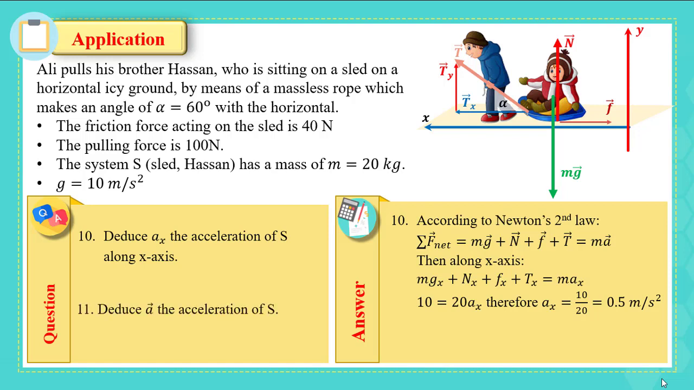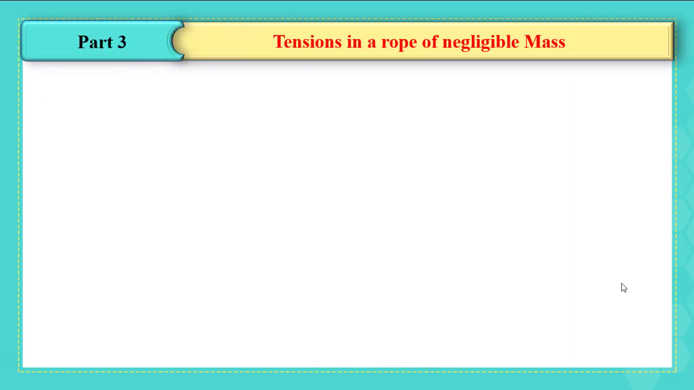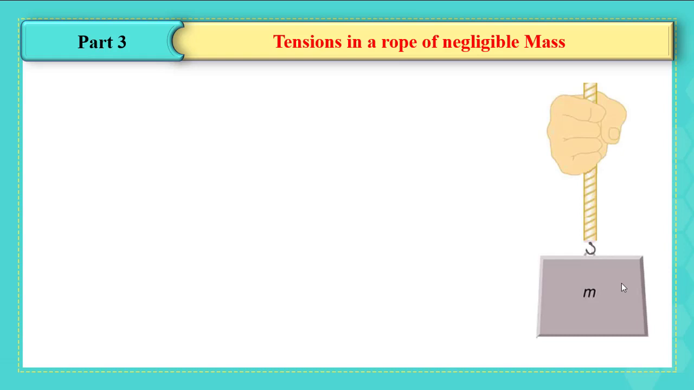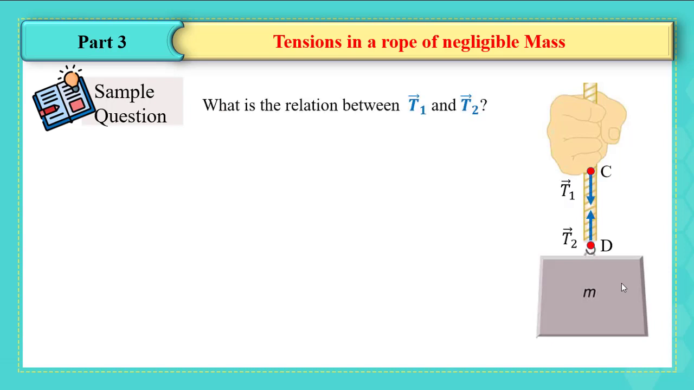The last question. Deduce a vector, the acceleration of S. The acceleration then is just along x-axis, and it is written as 0.5 i vector. The last idea to mention is tension on a rope of negligible mass. Consider a hand pulling a mass M by means of a rope of negligible mass. Take this sample question. What is the relation between T1 and T2, where T1 is the force of tension acting on the hand and T2 is the force of tension acting on the block of mass M?